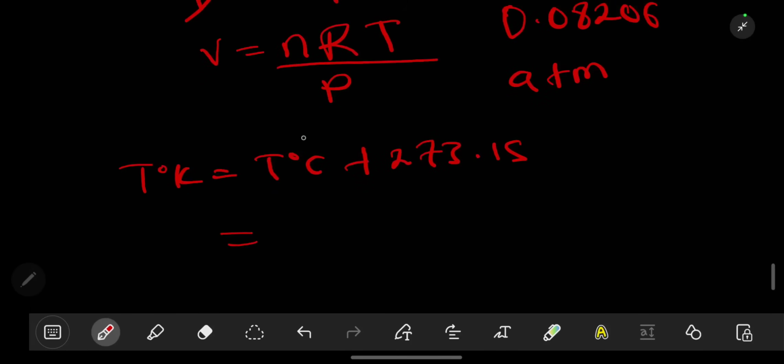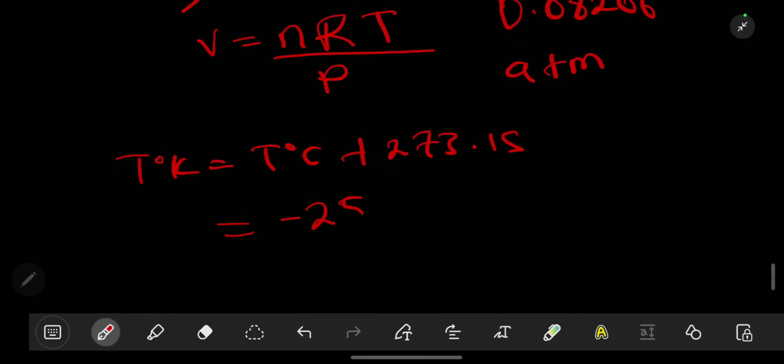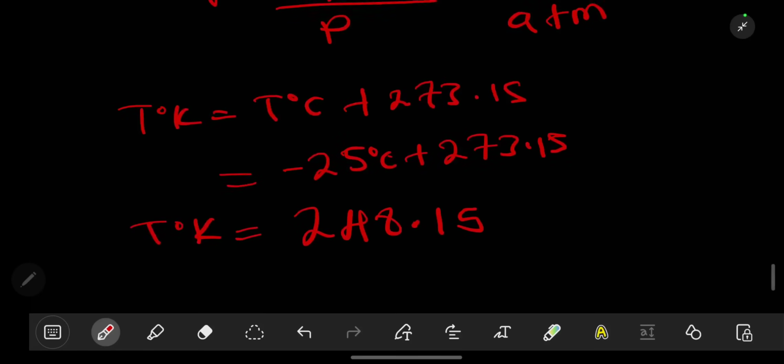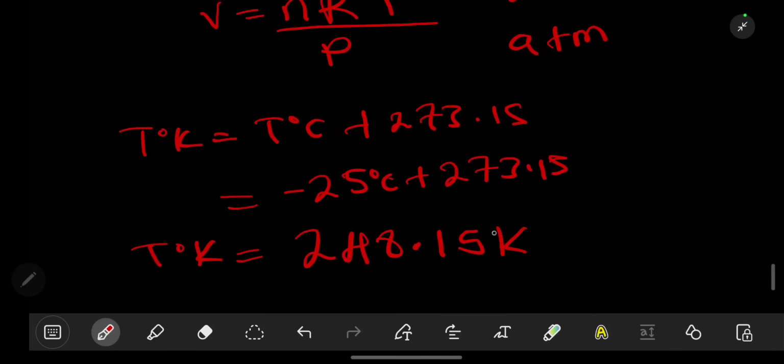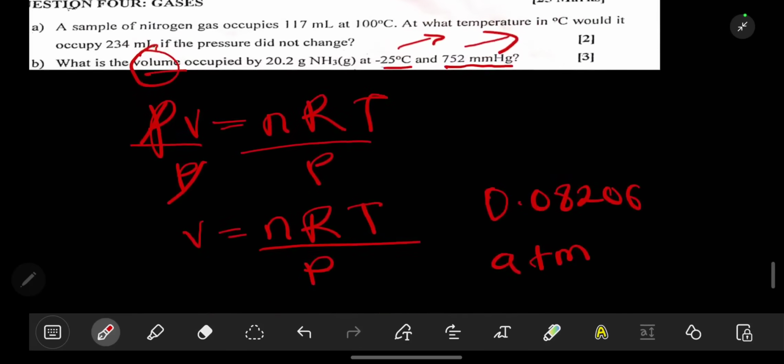So we are going to have our temperature in kelvins, which is equal to -25 degrees Celsius plus our 273.15. This is going to give us a value of 248.15, like that. So this is the temperature in kelvins. Then convert as well the pressure to atmospheres.